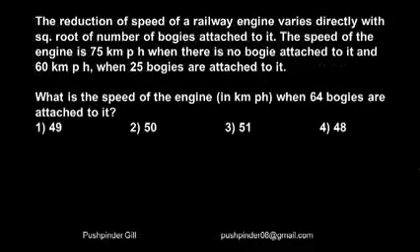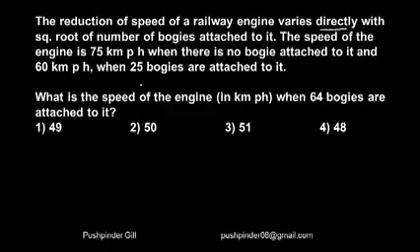Okay, reduction of speed of a railway engine varies directly with square root of the number of bogies attached to it. The speed of the engine is 75 kilometers per hour when there is no bogie attached to it, and 60 kilometers per hour when there are 25 bogies attached to it, right? Now let's see this question. Now this question says the reduction of speed of a railway engine varies directly with the square root of the number of bogies attached to it.